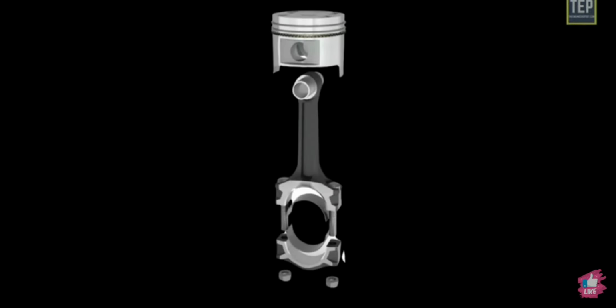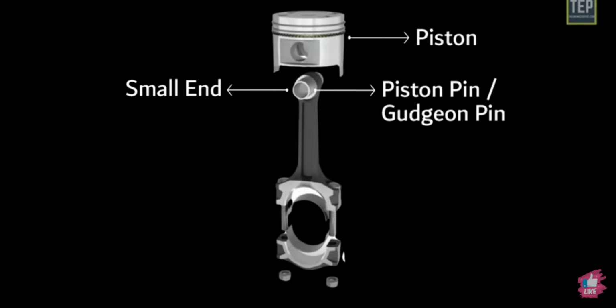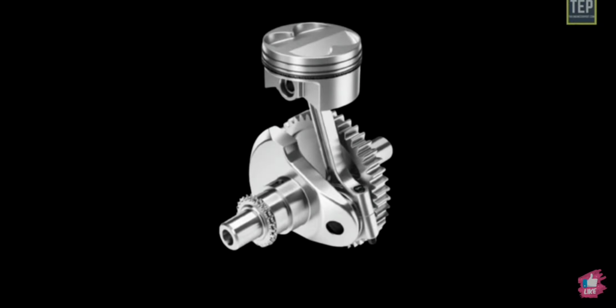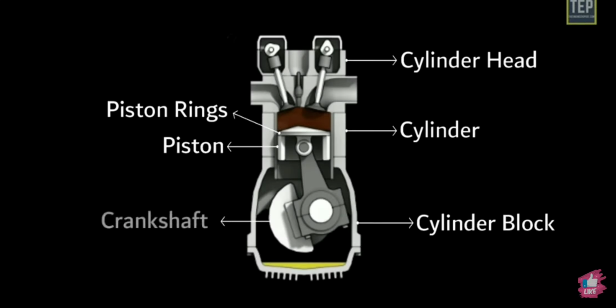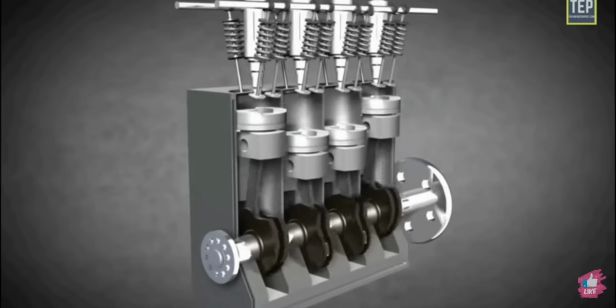The upper end of the connecting rod is called the small end, which carries the piston by means of a floating pin called the piston pin or gudgeon pin. The lower end is called the big end of the connecting rod, which connects to the crankshaft through the crank pin. Crankshaft is a mechanical component used by a piston engine to convert reciprocating motion into rotational motion.